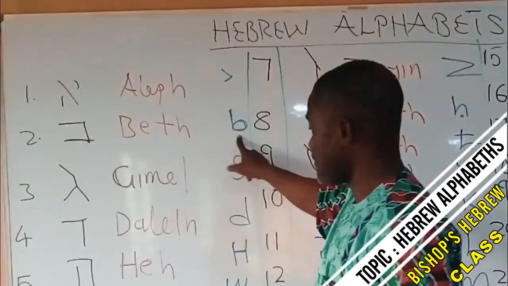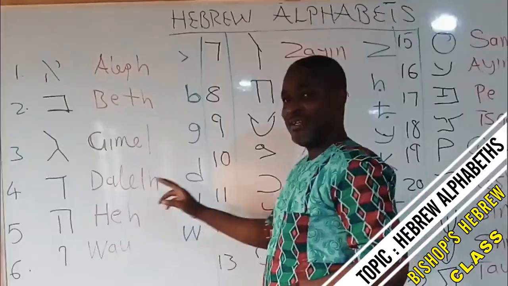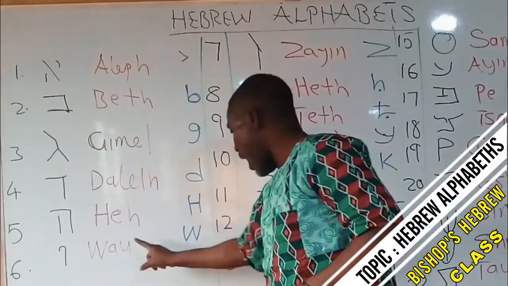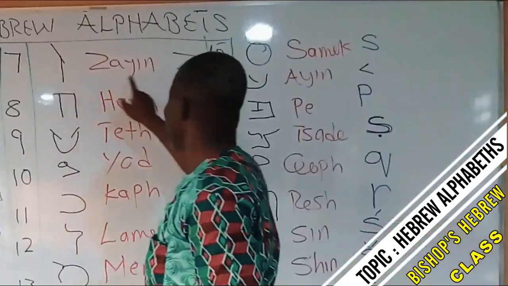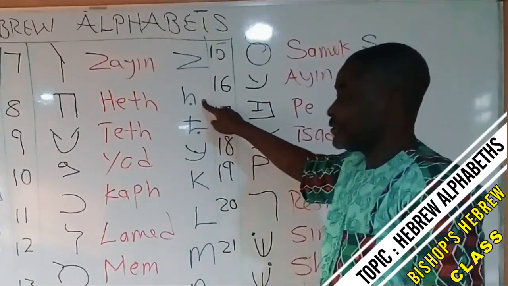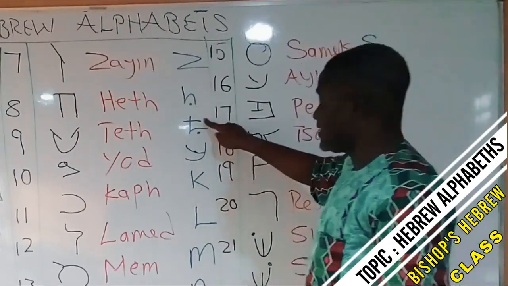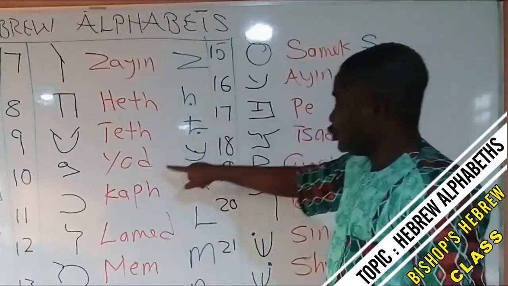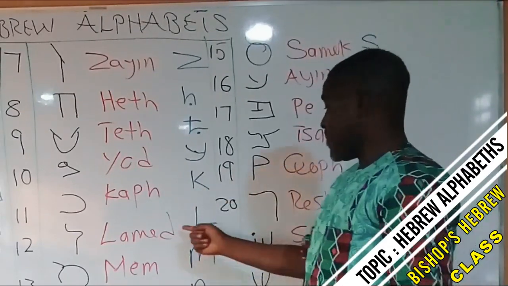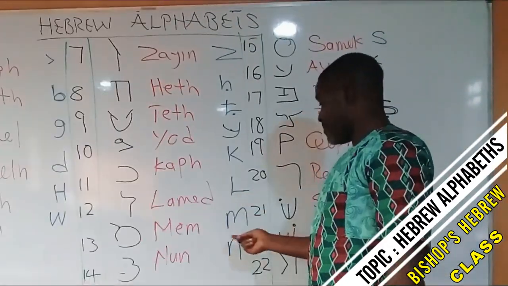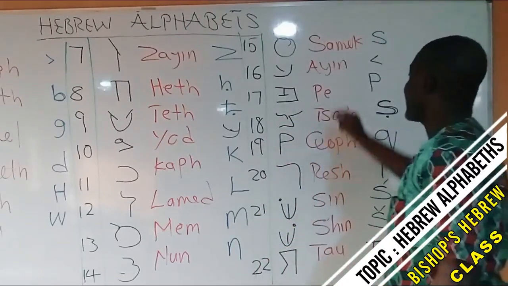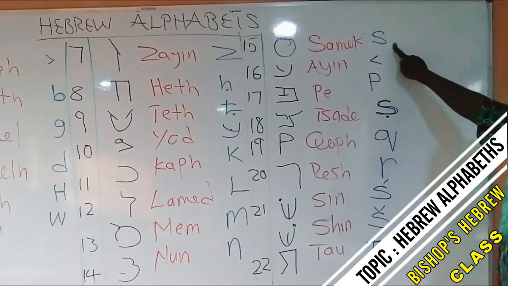Bet stands for B. Gimel is G. Dalet is D. He is H. Waw is W. Zayin is Z. Et is an H with a dot. Tet is a T with a dot under. Yod is a Y. Kaf is K. Lamed is an L. Mem is an M. Nun is an N. Samek is an S.